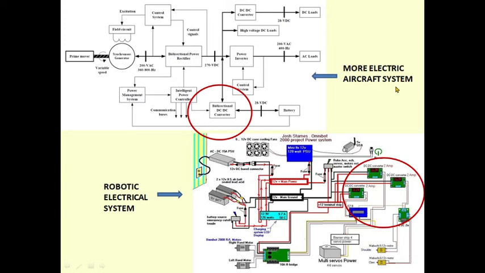Nowadays researchers are very much concerned about more electric aircraft, so as to reduce the fuel consumption, the petrol or diesel consumption, in the aircraft systems. Just to give you an idea, we are using a DC to DC converter over here, then we have a power inverter, that means DC to AC, and here also we are having a DC to DC converter. So over here it is a bidirectional DC to DC converter.